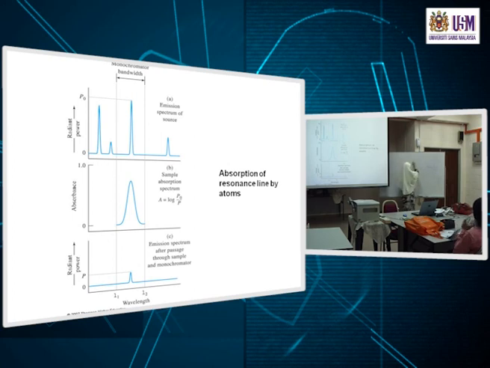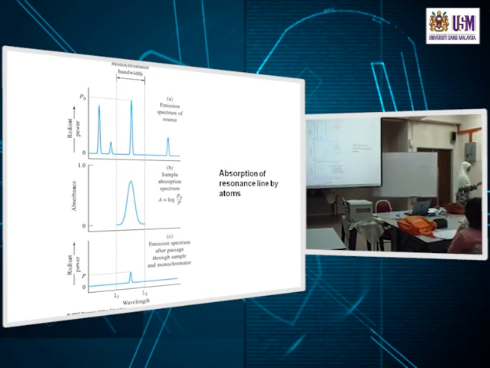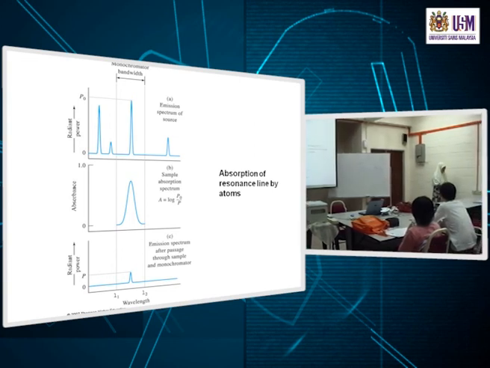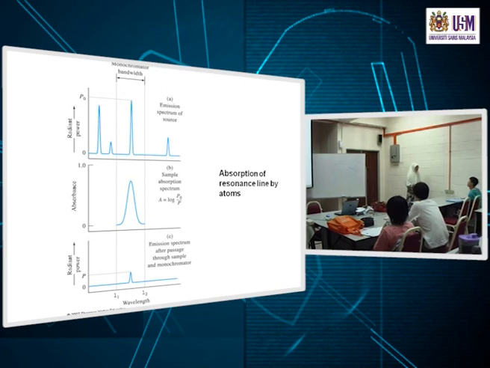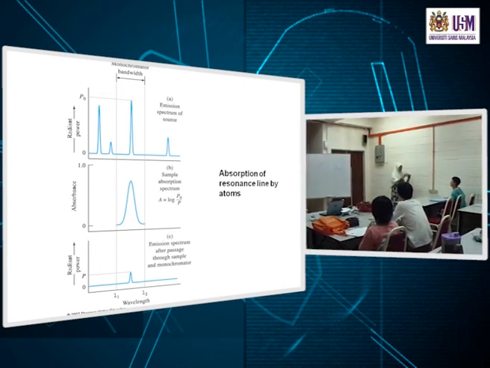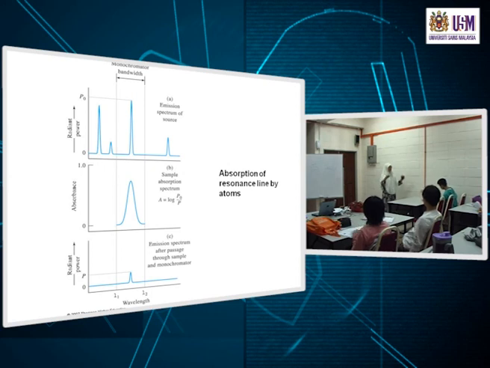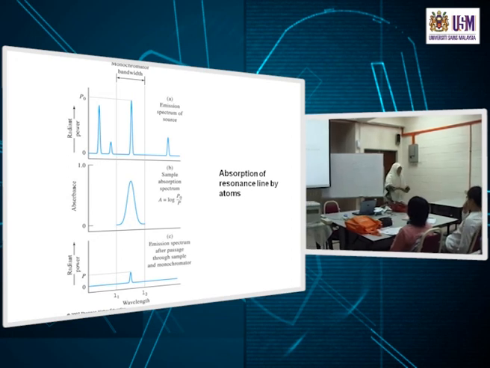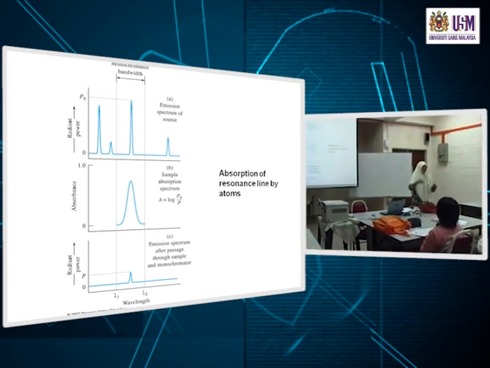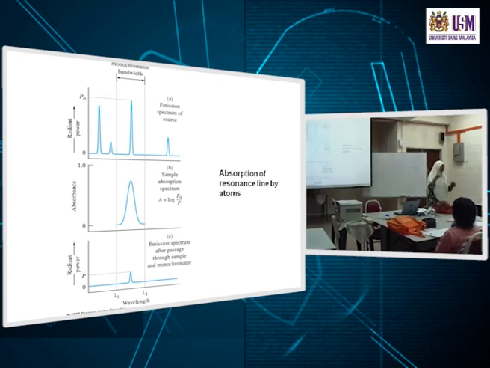Okay? If this source was a continuum lamp, what's a continuum source? For example, tungsten. What is the light coming out from a continuum source? You have radiation coming out over a large range of wavelengths. Like for a tungsten lamp, you get your visible, some IR, maybe some near UV. But for a line source, you get radiation of certain frequencies only.